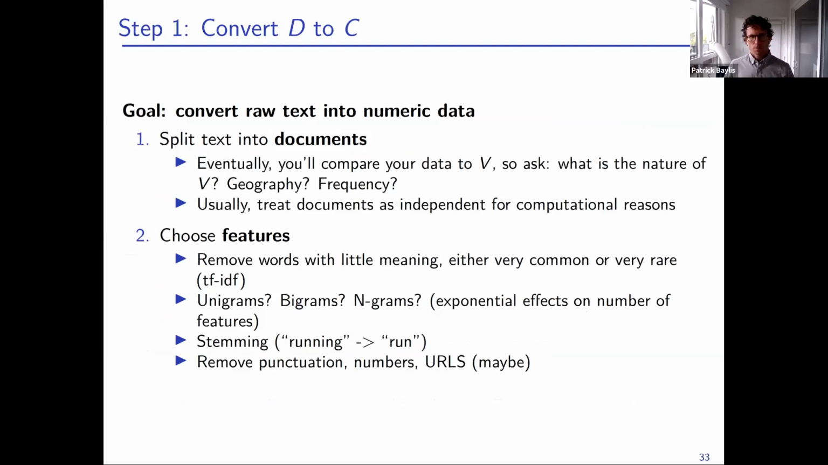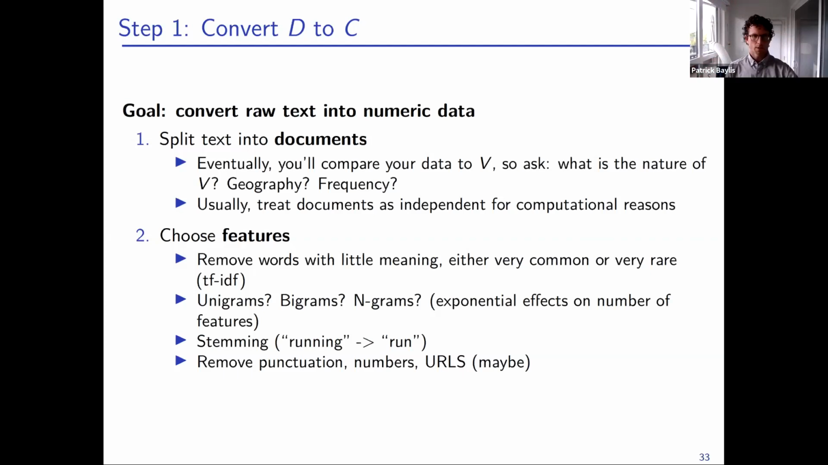Okay, so the idea in step one is that we want to take our raw text and convert it into some form of numeric data. And that means that we need to split our text, first of all, into documents. So you want to ask, what is the right aggregation of documents here? And the way you want to answer this question is by thinking about what you're eventually going to compare that text data to. So if you have, let's say, unemployment measures for counties on a quarterly basis, you're going to need to aggregate your text data in such a way that it's going to match that county by quarterly data.